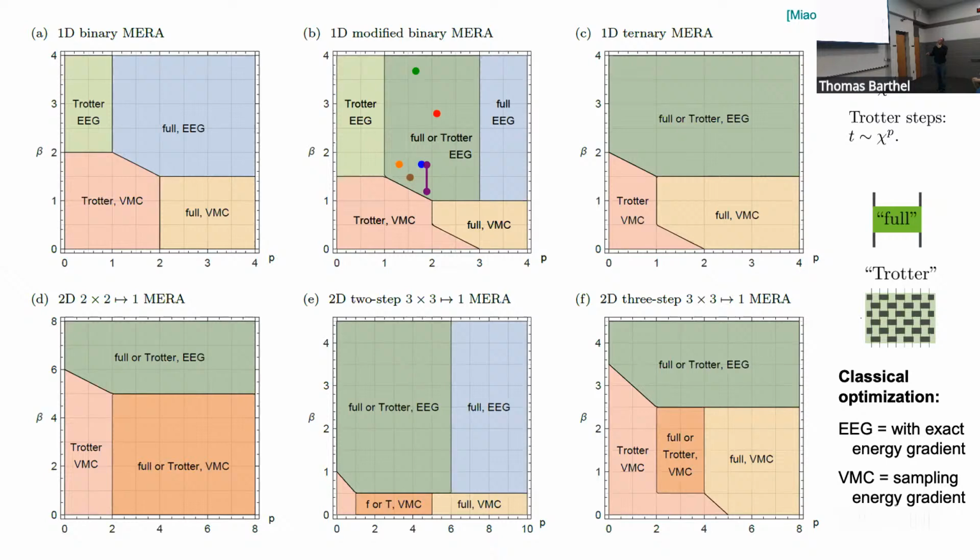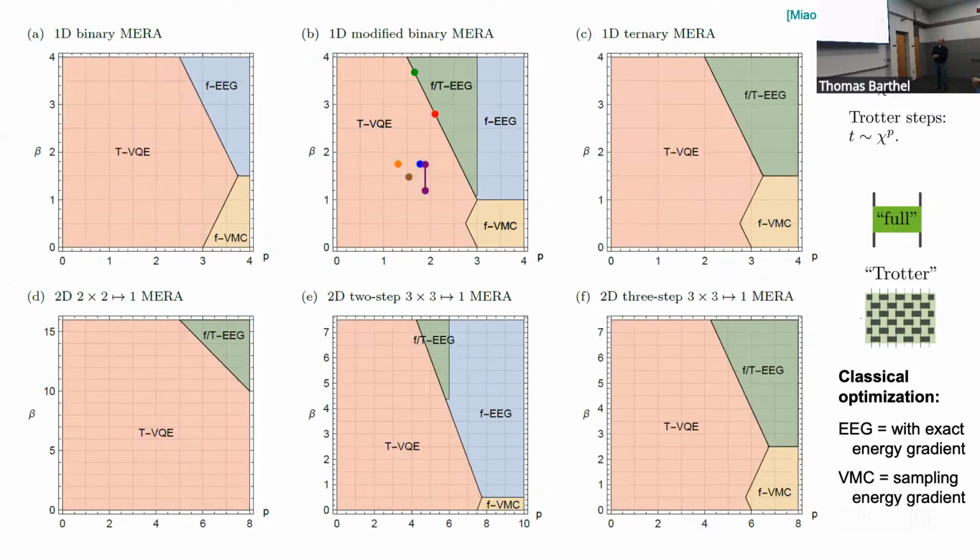And then you can also consider not using exact energy gradients, but sampling the energy gradients, so doing Monte Carlo. This will be beneficial if you have small beta, so small exponents here in the energy scaling. Okay, so we get these fancy classical phase diagrams. The question is now, where does the quantum algorithm sit?